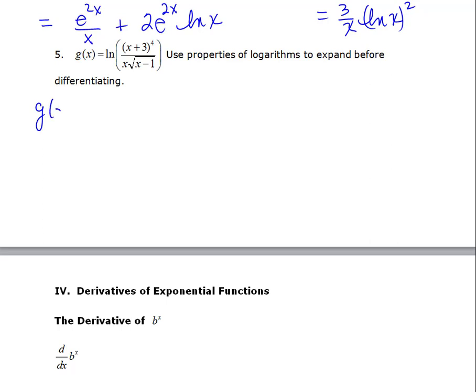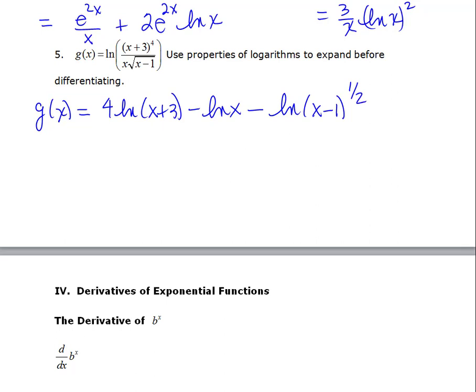And then the last one, I'm going to rewrite this using sums and differences. It's going to be 4 times the natural log of x plus 3 minus the natural log of x minus the natural log of x minus 1 to the 1/2. I just expanded this log by bringing the exponents down as factors. Any log expression in the denominator is negative. G prime of x is going to be 4 over x plus 3 minus 1 over x.